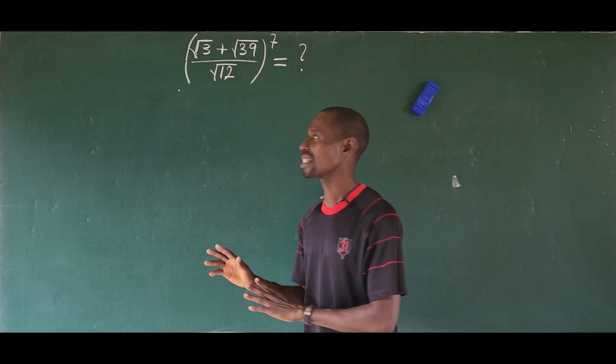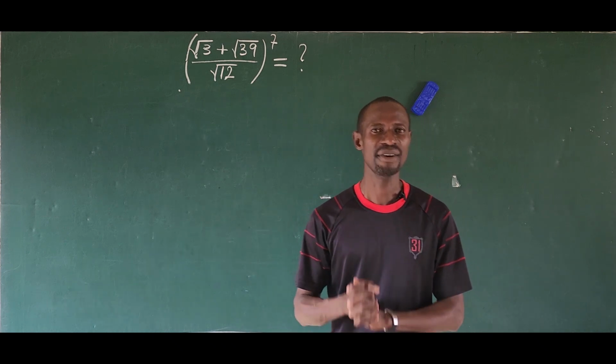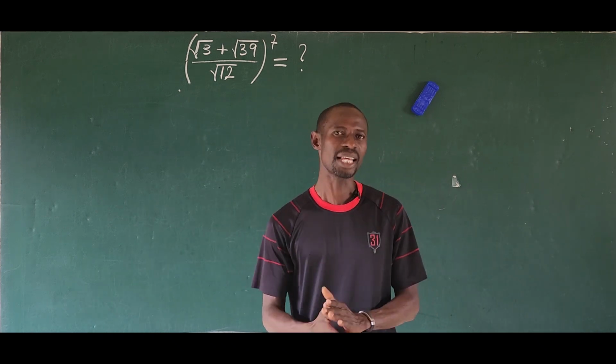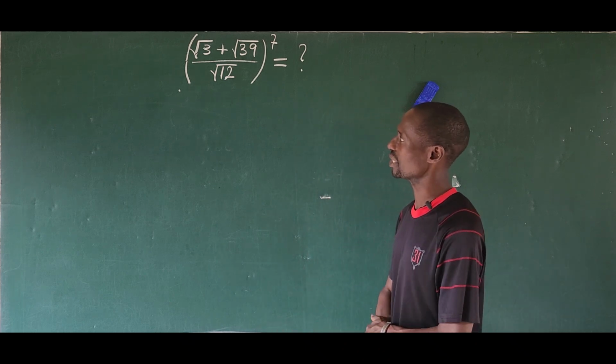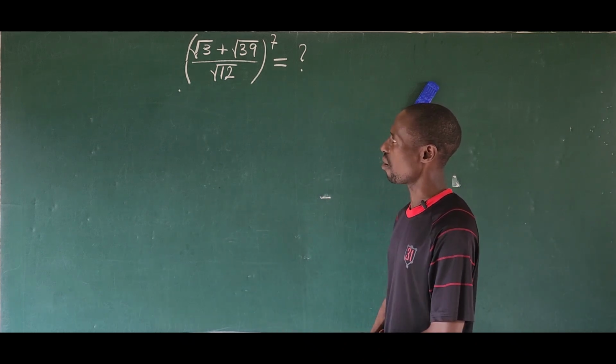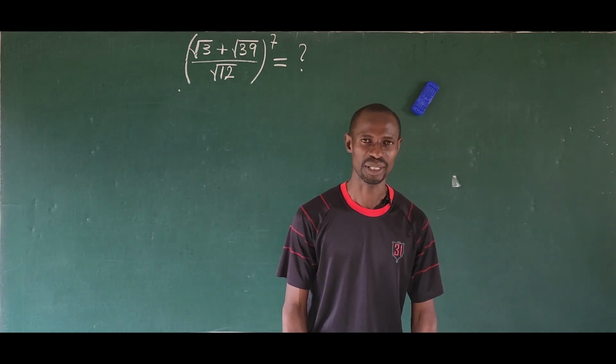Today we have this tough, huge simplification before us. Here we are asked not to use a calculator. It's an admission aptitude test question. The question is: open bracket, the square root of 3 plus the square root of 39, all over the square root of 12. How do we simplify this without the use of the calculator?